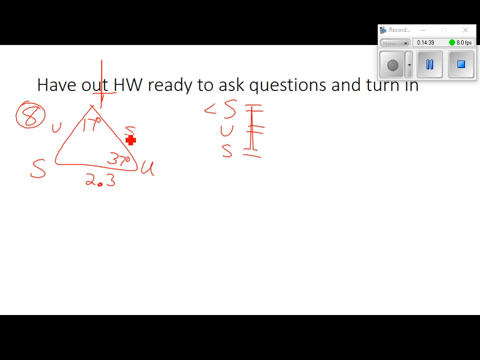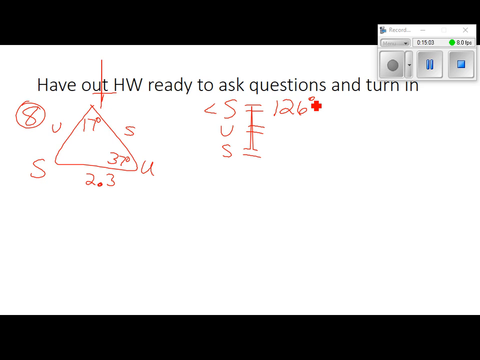Which one's the easiest one to find first? Angle S. 37 plus 17, subtract that from 180. Get 126. Yeah, I think so. What's wrong with 126? Not really wrong with it, but what's different? It's above 90 degrees. It just looks weird.